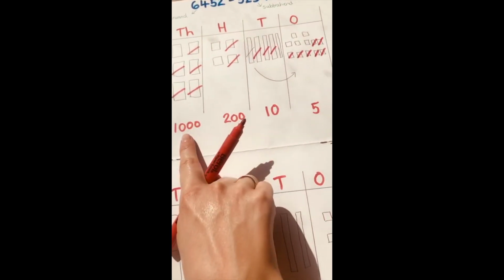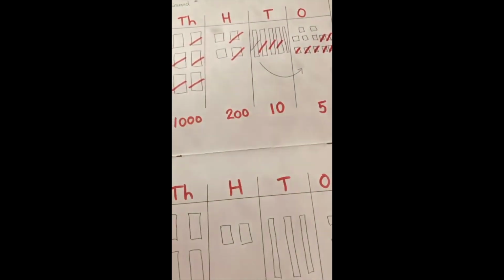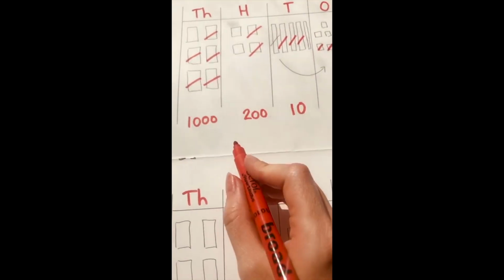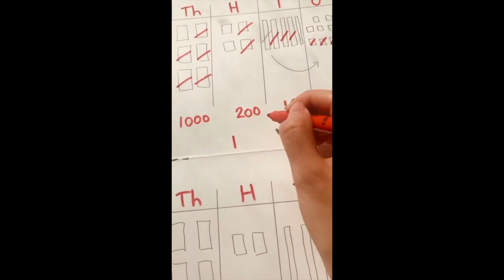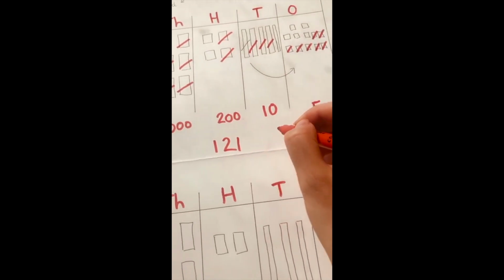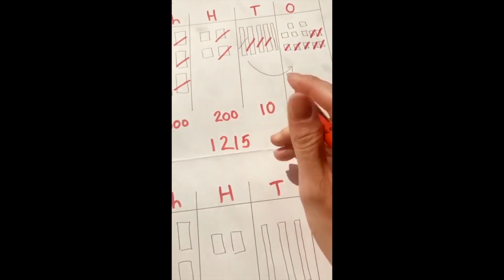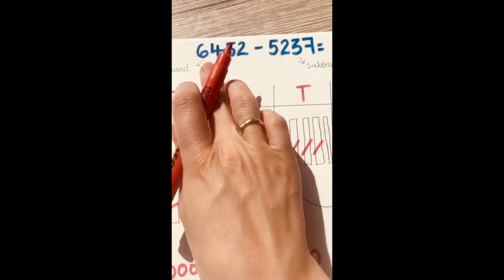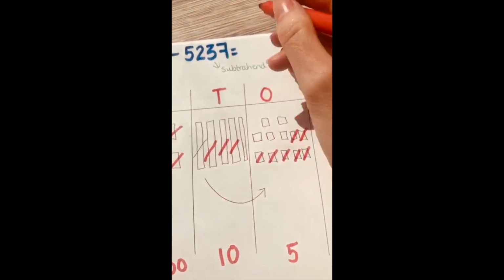So at the bottom here, you've got your partitioned answer that we need to put all together to find the difference. So I've got my 1,000, 200, and 15. And I can move that back up to the top where I've got my number sentence so that my difference, 1,215.